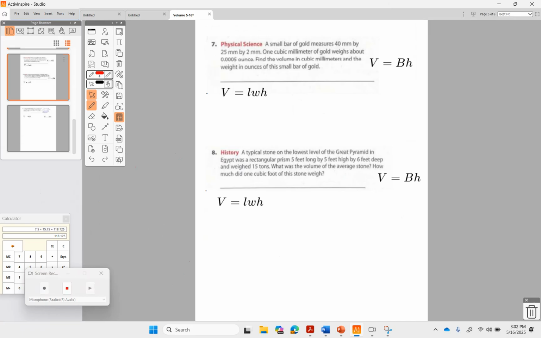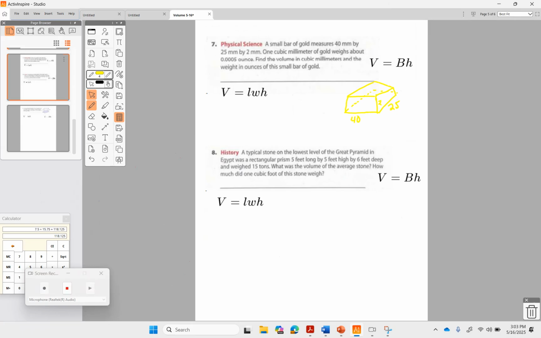Physical science. A small bar of gold. I'm going to use yellow for this one. A small bar of gold measures 40 millimeters by 25 millimeters by 2. 1 cubic millimeter of gold weighs about that amount, 0.0005 ounces. Find the volume in cubic millimeters.